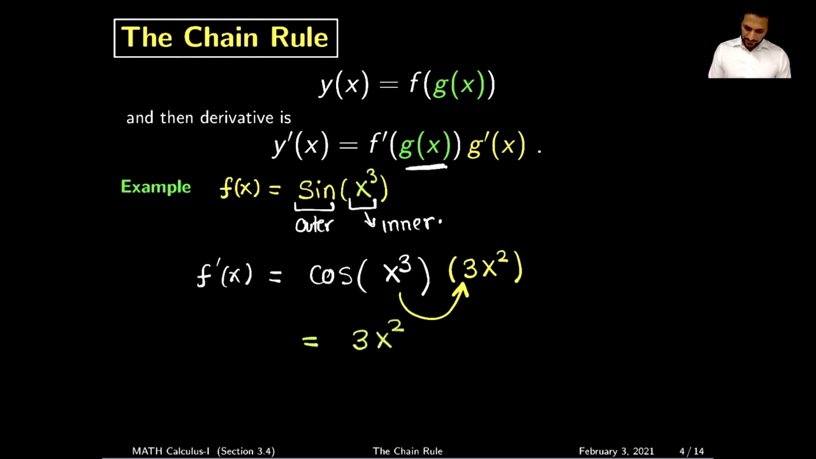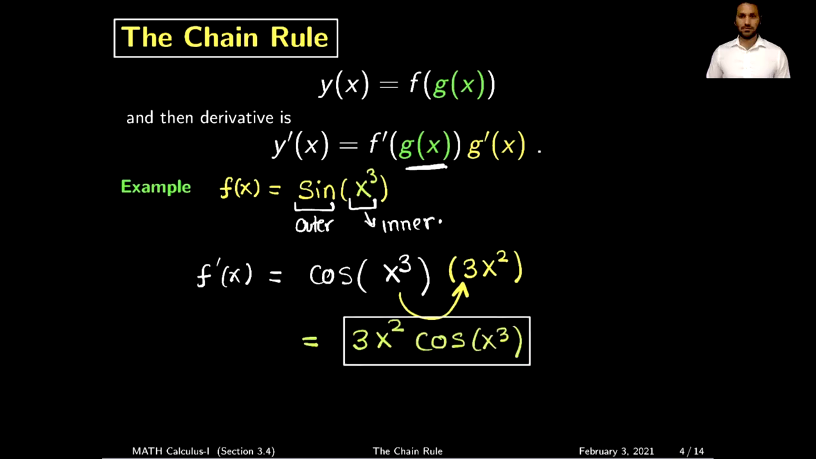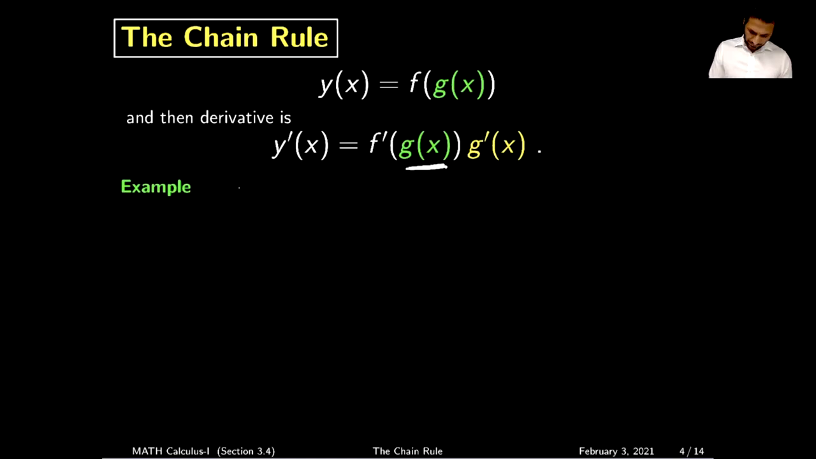3x squared cosine of x to the power 3. So the derivative of our composite function sine of x to the power 3 is 3x squared cosine of x to the power 3. Let's take one more example.